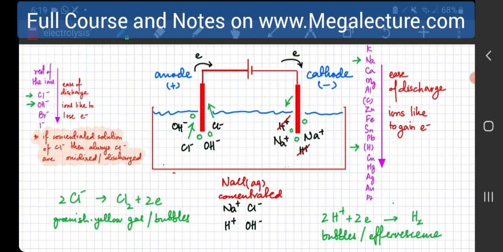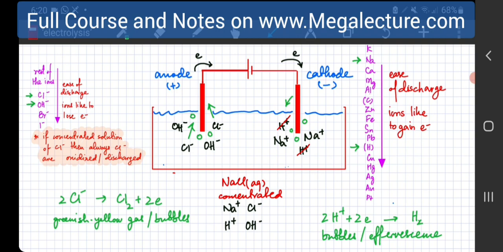And now finally, what's going to happen to the solution? The summary is that the H+1 are the ones that gain electrons because they're lower down in the reactivity series. And over here, it's Cl-1 that loses electrons, because in the case of concentrated solutions, it's always Cl-1 that ends up losing electrons. So you can ignore all of this. It's always going to be Cl-1 if the solution is concentrated.